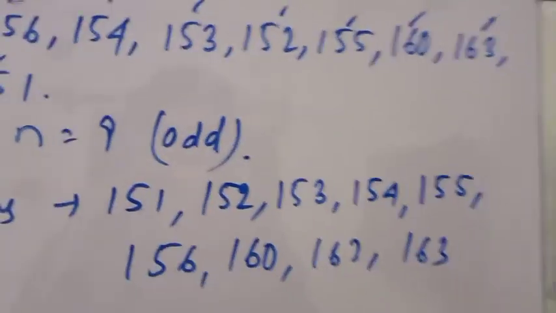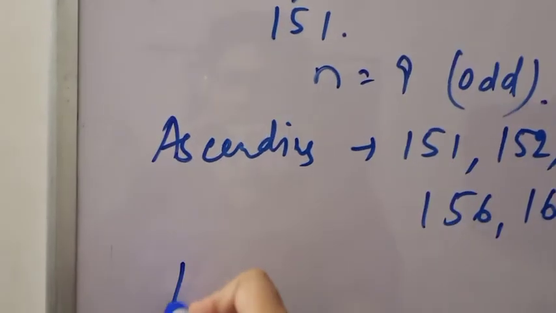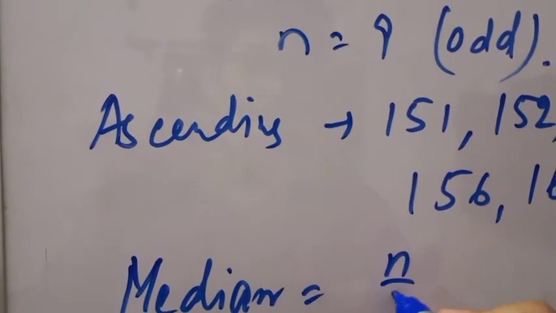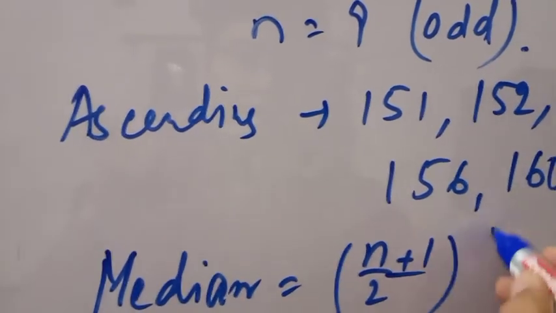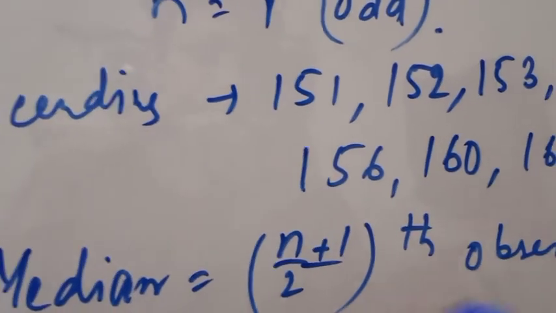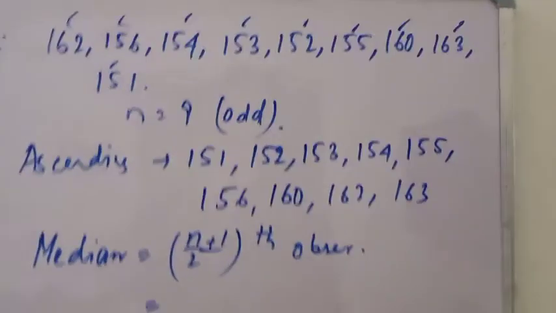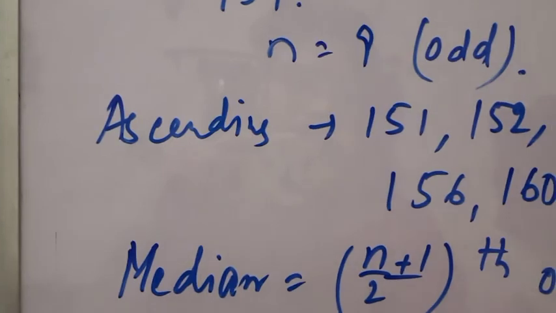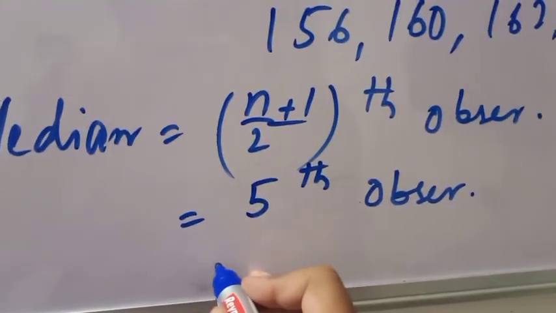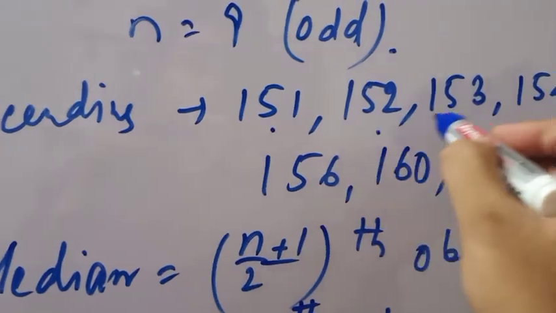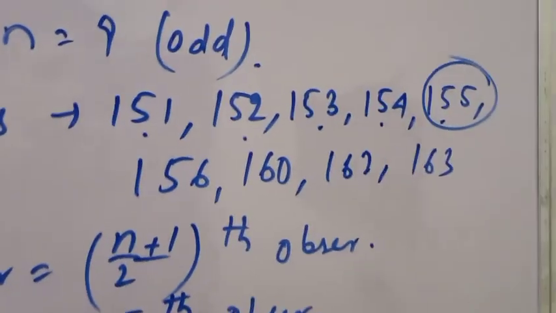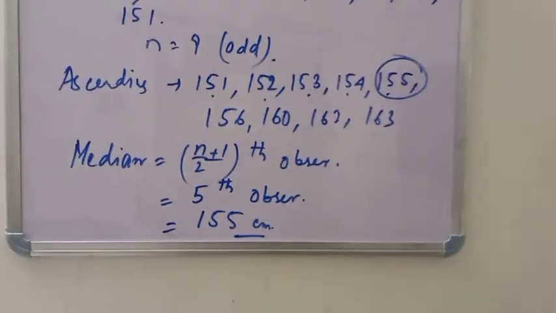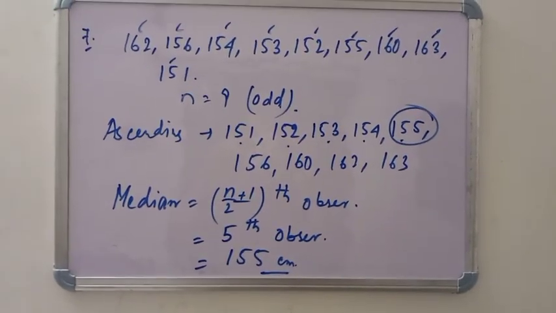So 9 numbers are there. So median equals to n plus 1 by 2th observation. So n equals 9, 9 plus 1 by 2, that is the 5th observation. Find the 5th observation: 1, 2, 3, 4, 5. So 155 centimeter is the median.